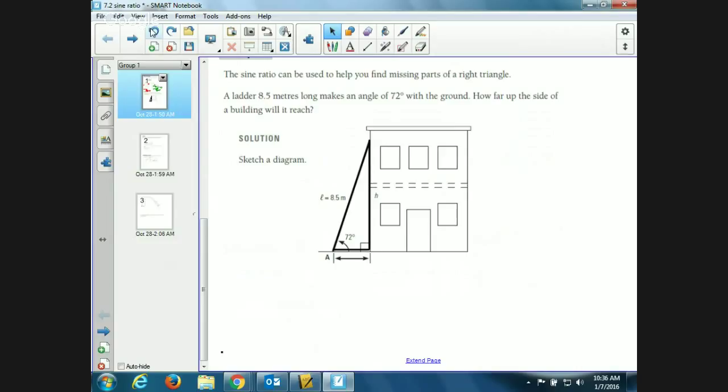Now, we've got to find how far up the side of the building it is. You'll notice right here, there's a little h there, and I'll make it bigger. That's the height that we want, right? How far up the building does it go? We have angle A here, and it didn't have to be called A. It could have been whatever. And we happen to know that it's measured to be 72 degrees. We have the hypotenuse. The hypotenuse is 8.5.